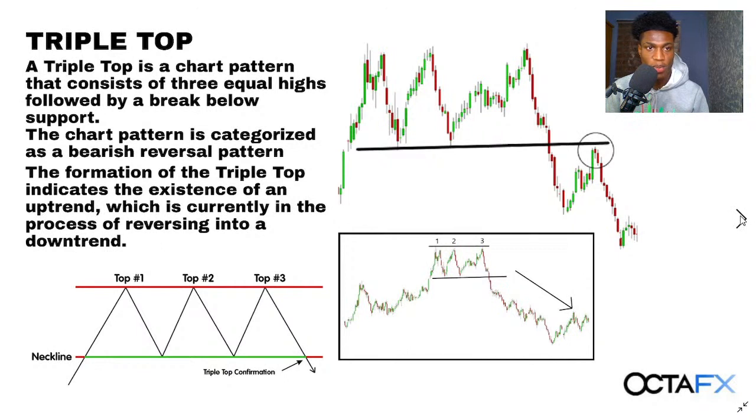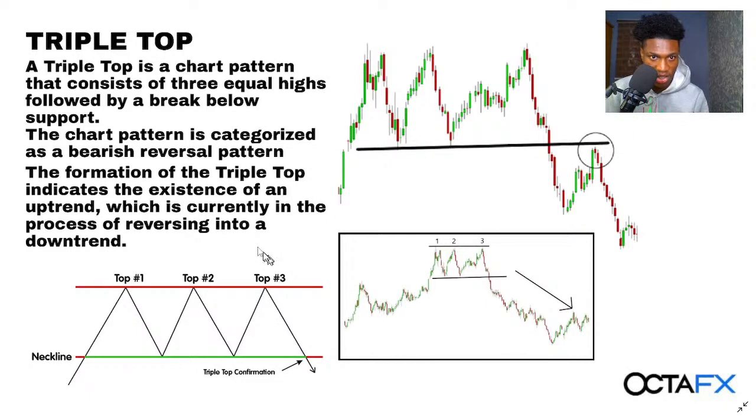Another reversal chart pattern, just like you have the double top, is the triple top. The triple top is a chart pattern that consists of 3 equal highs followed by a break below support. The chart pattern is categorized as a bearish reversal pattern, and the formation of the triple top indicates the existence of an uptrend which is currently in the process of reversing into a downtrend.